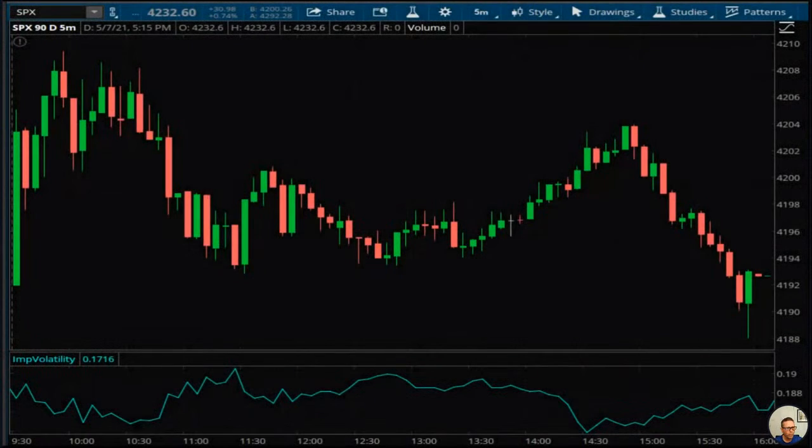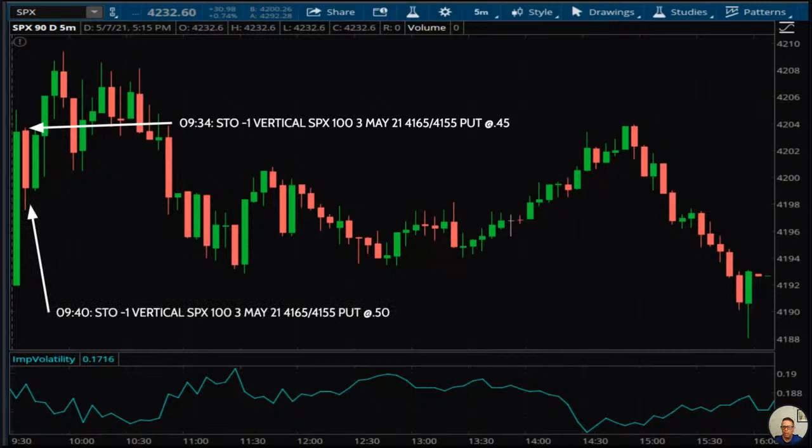Okay. So in this trade, I put on a put spread at 45 cents, and then I added another put spread a little bit lower to get in two positions. Okay, and at 11:37, I was able to close the position for 15 cents. I did it just because we had pretty much a range bound market, and I didn't want to get stuck holding this position for a very long time.